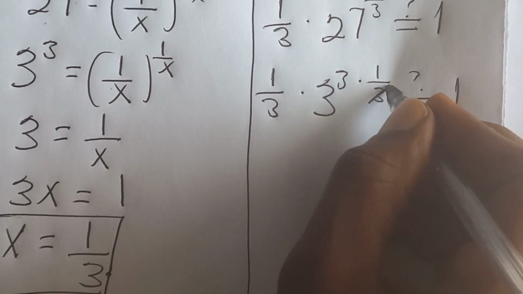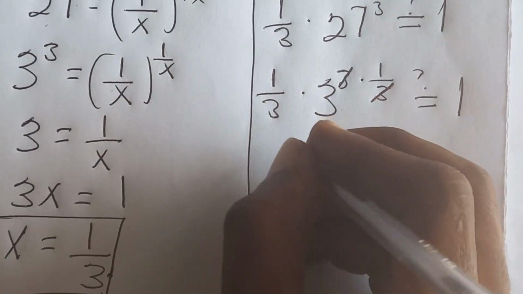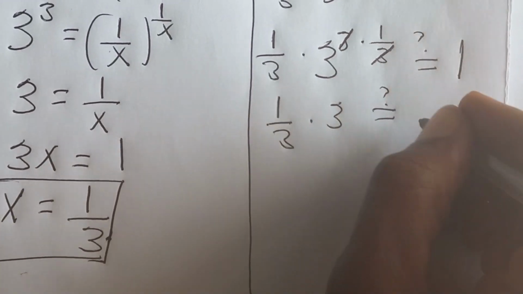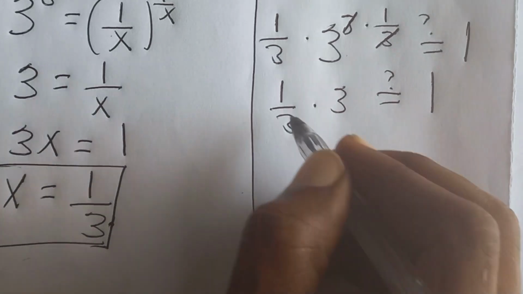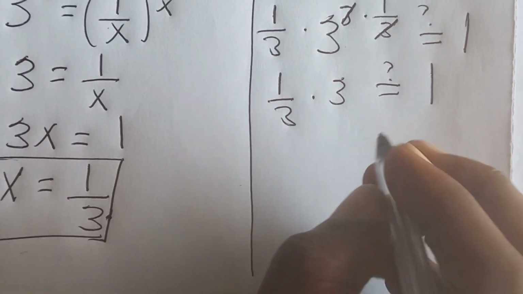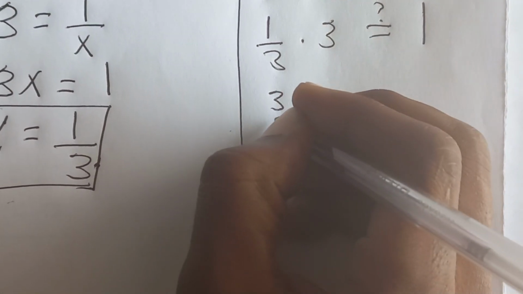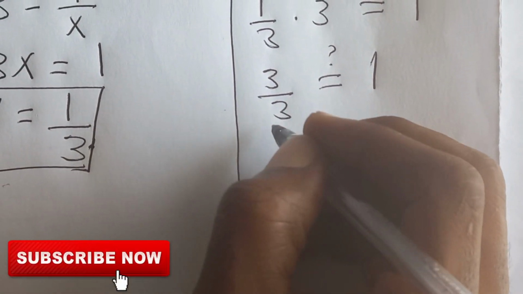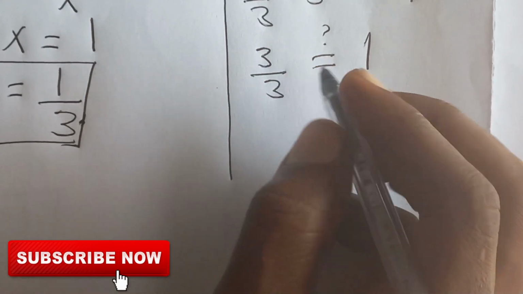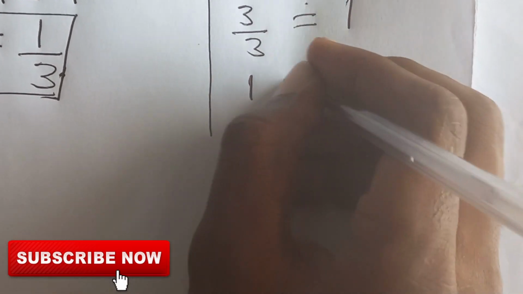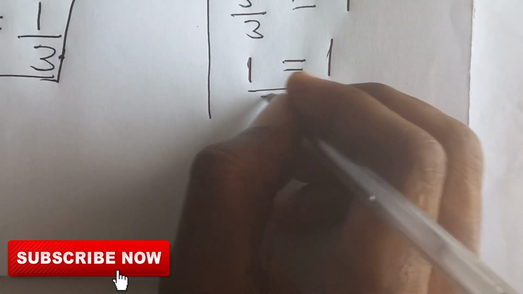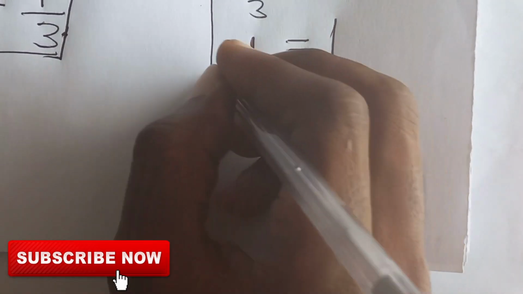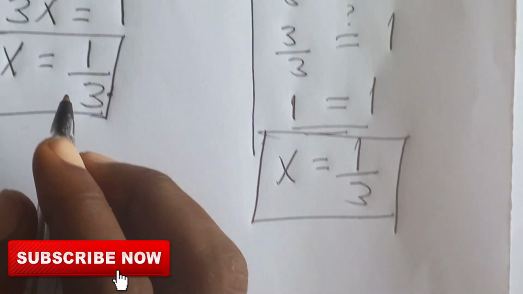Now this 3, take off this, leaving 1 on 3 multiplied by 3, and this should be equal to 1. So 1 on 3 multiplied by 3 is the same as 3 on 3. It should be equal to 1. Now 3 goes into 3 once. So we say that 1 is equal to 1. So indeed, x is equal to 1/3 satisfies this expression.